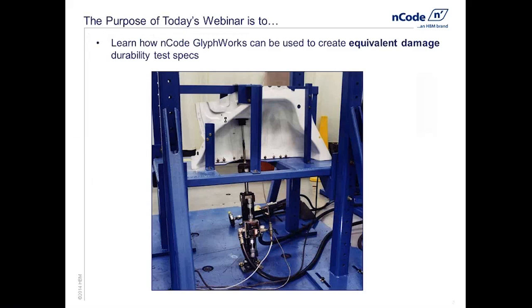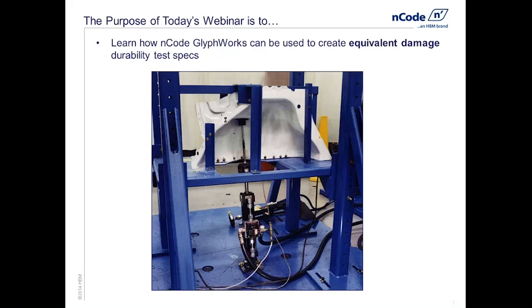So with that said, the purpose of today's webinar is to see how nCode GlyphWorks can be used to create equivalent damage durability test specifications. A lot of words there. Let's think about this test article in white in this picture. This is a shock tower that you'd find on some sort of ground vehicle, and as you drive this part around, you'll see loads from the shock, or the damper, the strut, or whatever it is that connects up to the body in white there.